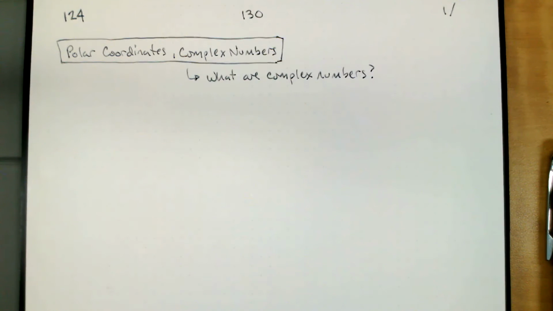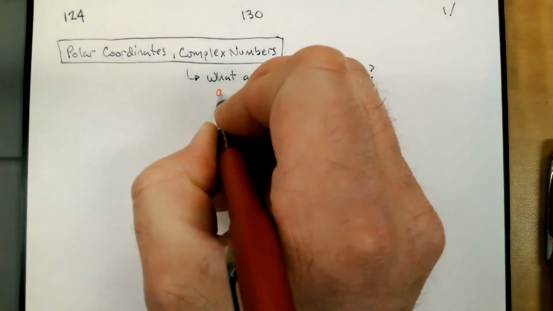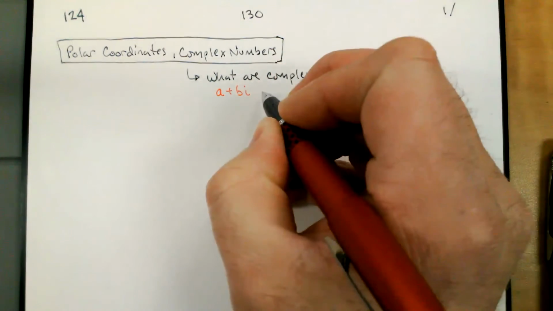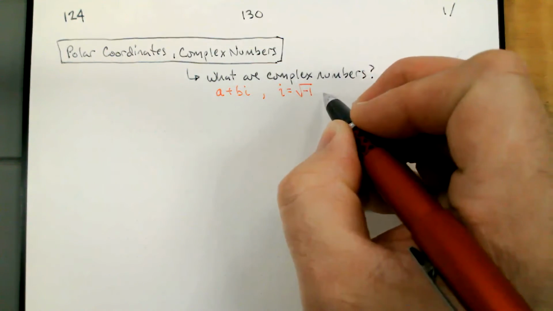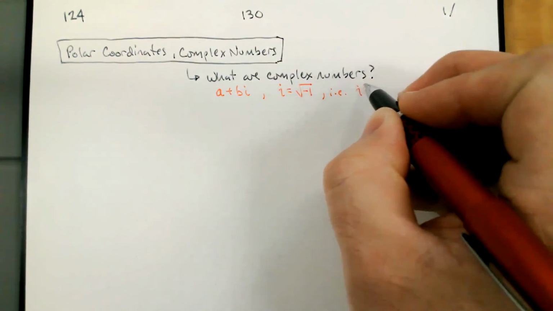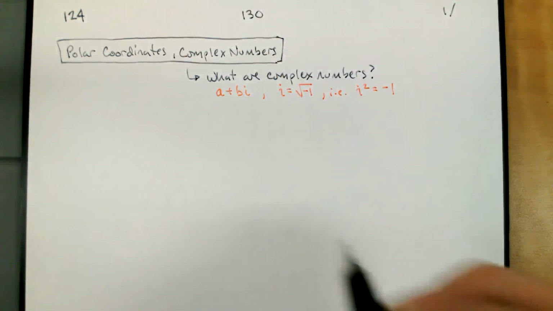If you'll recall, last week we talked about polar coordinates and then seemingly shifted gears to talk about complex numbers. Specifically, we talked about what complex numbers are. Remember, a complex number has the form a plus bi, where i is the square root of negative 1. That is, i squared is negative 1. And we also talked about how to operate on complex numbers.